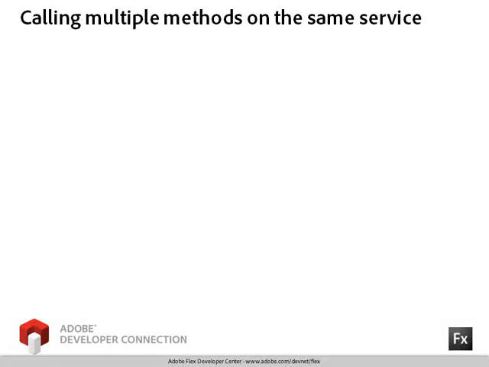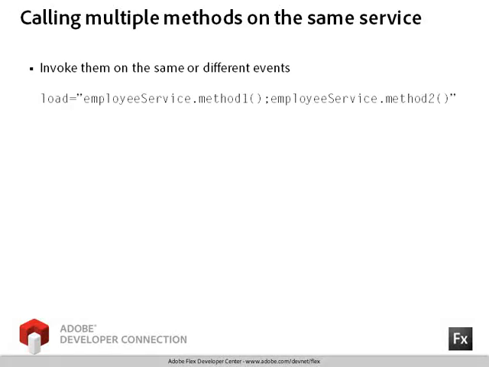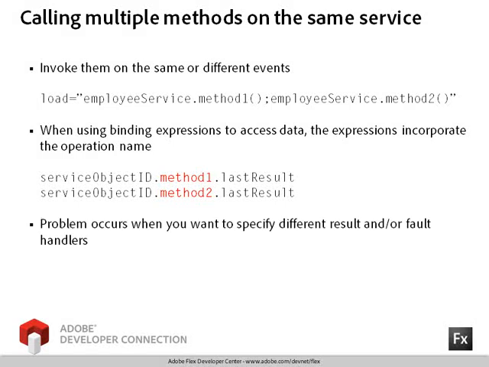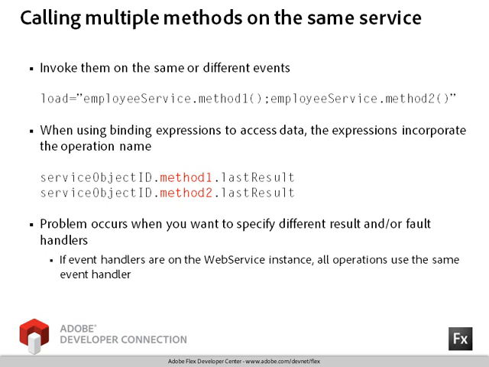You can call multiple methods for the same web service object by invoking them on the same or different events. As I discussed earlier, when you use the return data, you must reference the service operation name in the reference using dot notation. The problem of invoking multiple methods on the same service arises when you want to specify different result and/or fault handlers for each method. When the result and fault events are associated with the web service tag rather than the individual operations, all operations use the same event handlers.